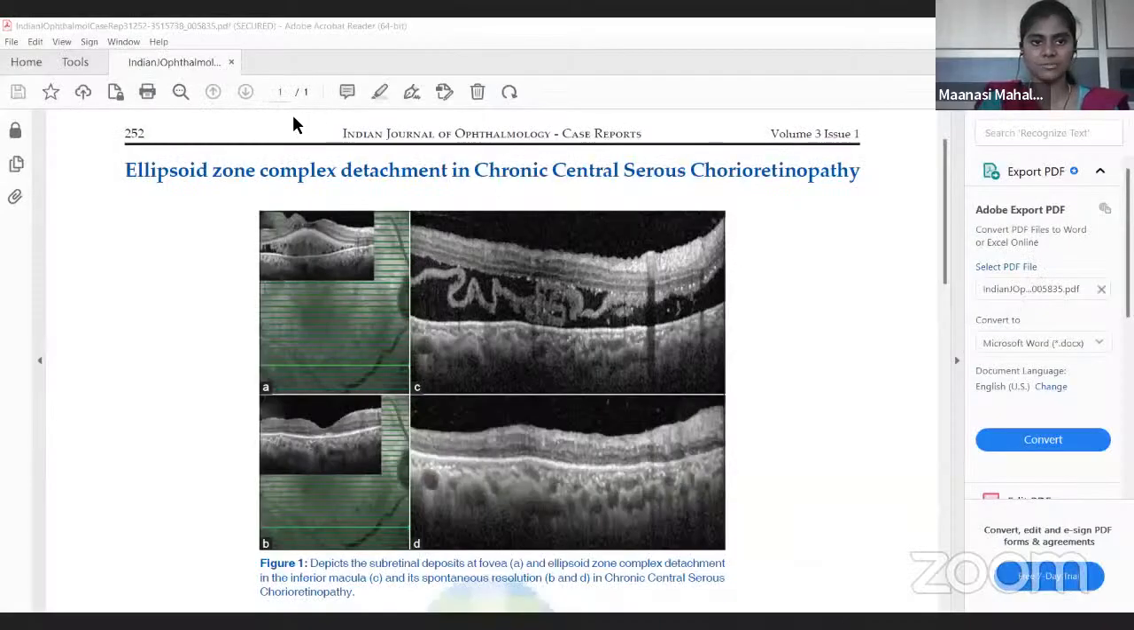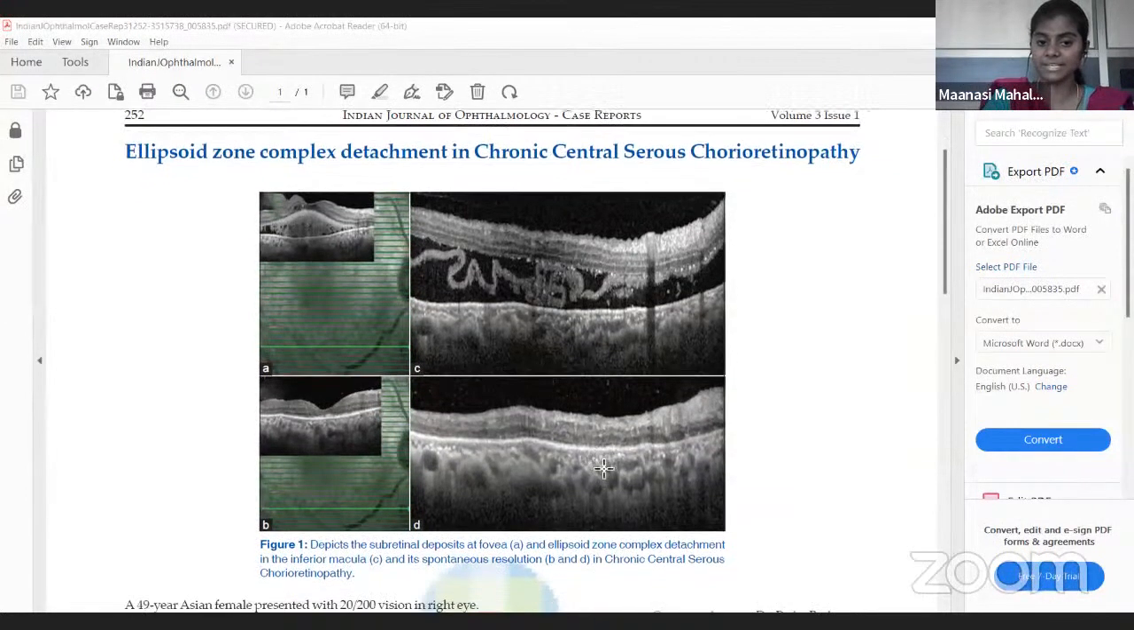Recently we have published this OCT feature, called the ellipsoid zone complex. There was no literature on the ellipsoid zone complex at all. There is a zone called the ellipsoid zone, but this patient came to us 3 years back, initially diagnosed with central serous chorioretinopathy, as we can see here. The patient followed up only after 3 years. Without any history of injections or medicines, the whole fovea and retina resolved on its own. So it is a completely spontaneous resolution.